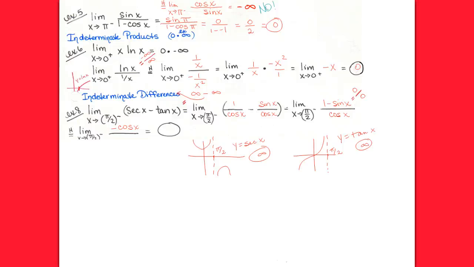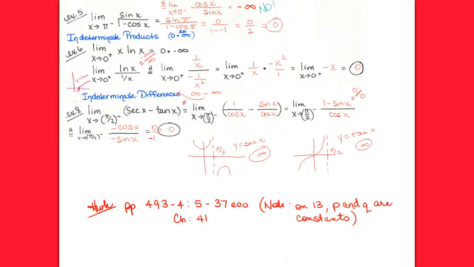Derivative of negative sine would be negative cosine, and derivative of cosine would be negative sine. And now that is well behaved that I can do direct substitution. So that just gives me an example of a way that I could rewrite a difference as a quotient and use L'Hopital's.